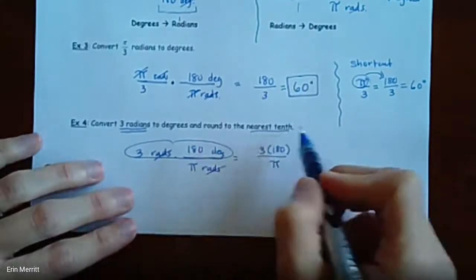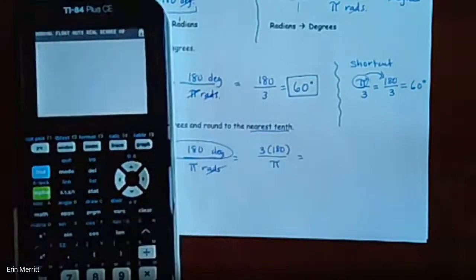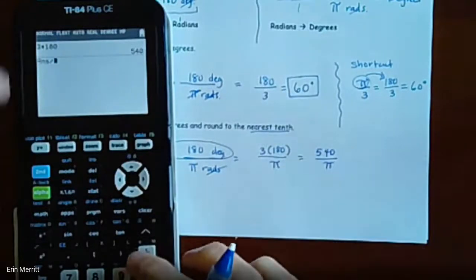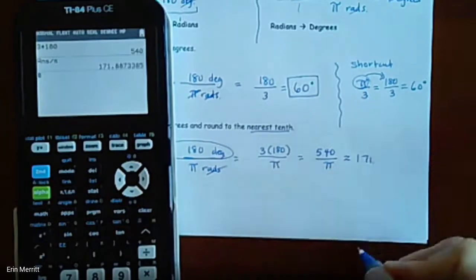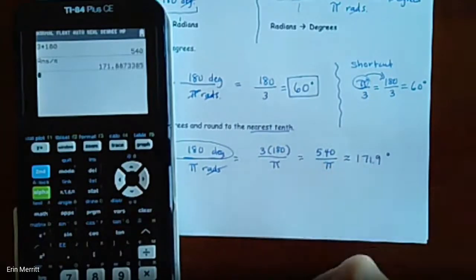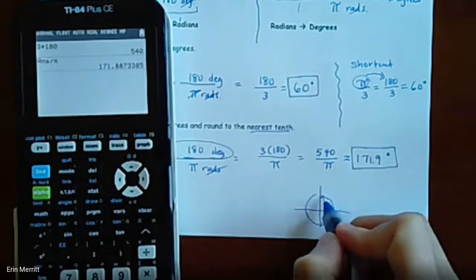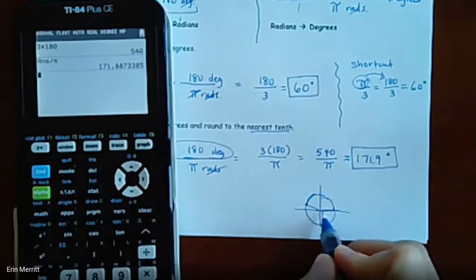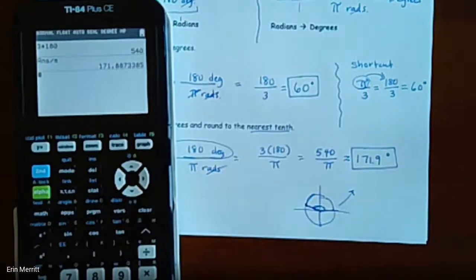And note the directions. It says round to the nearest tenth for a reason, because this one's not going to come out that pretty. So if we do 3 times 180, that's going to give us 540 divided by pi. And we get about 171.9 degrees. Which hopefully makes sense, because think of the day with the wiki sticks. We had 1, 2, 3 radians cover not quite a semicircle, but about half. So it makes sense that that angle right there would be about 172-ish degrees.